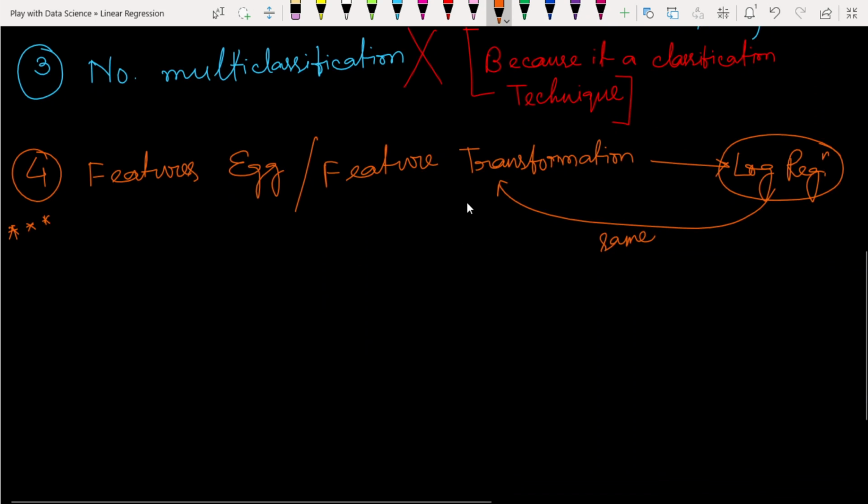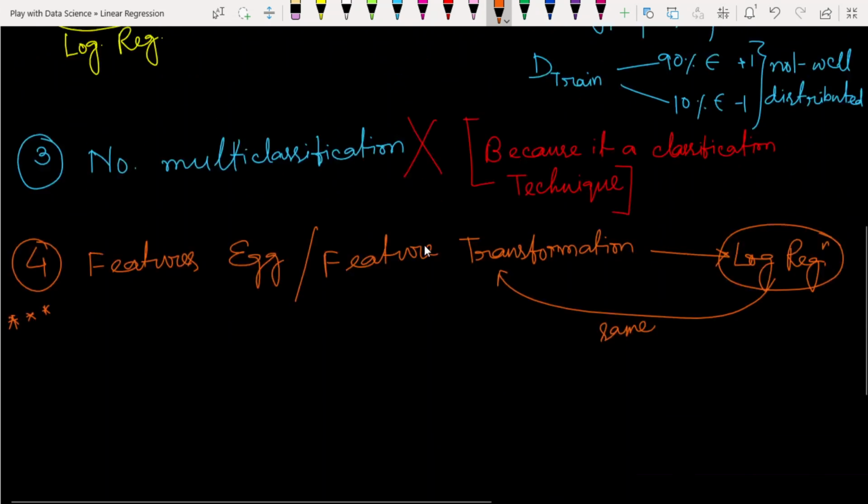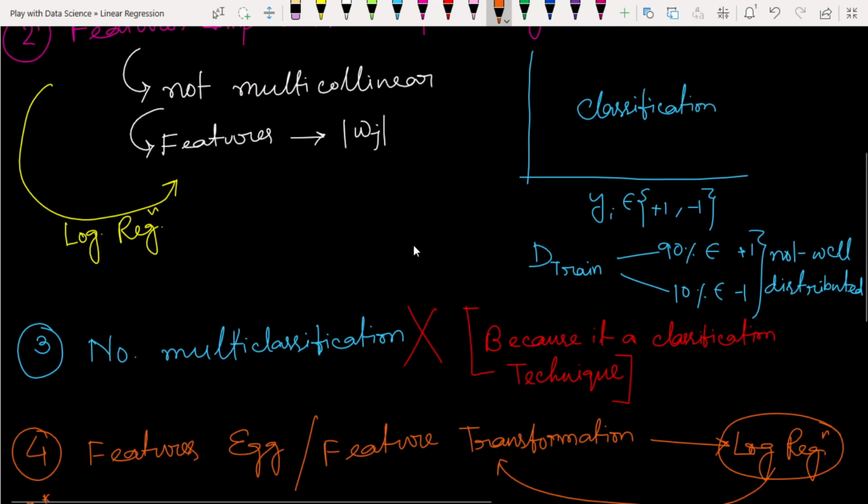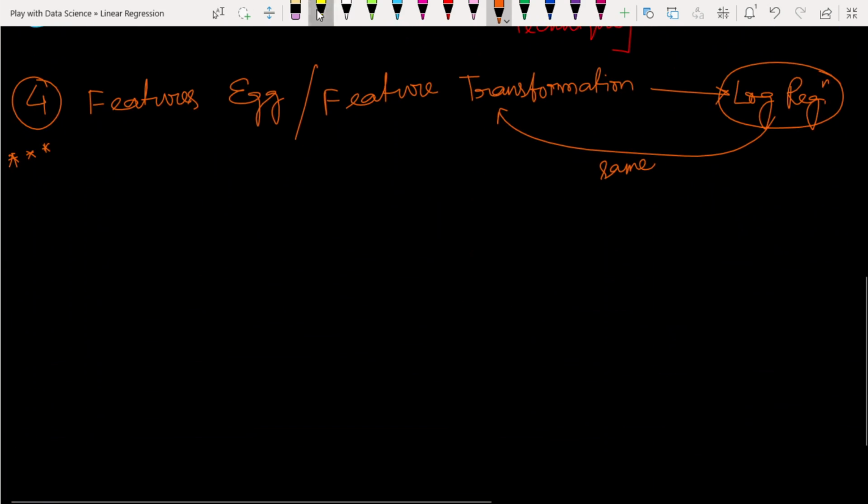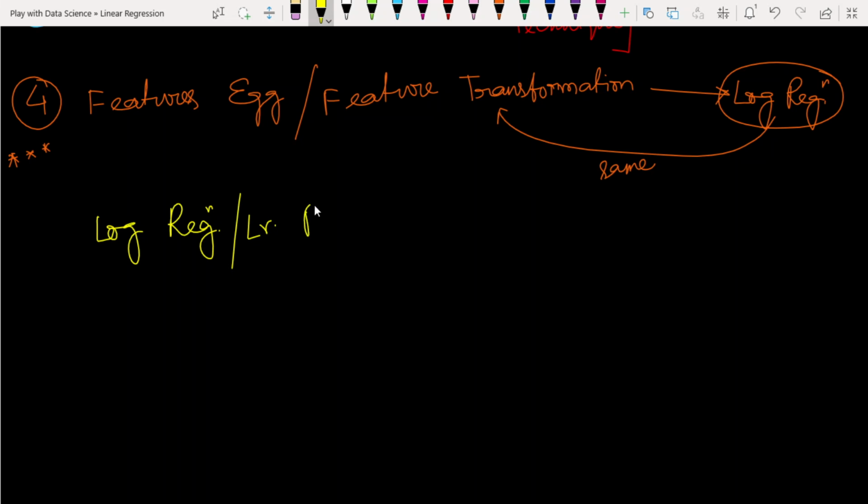So in regression technique, we are using this to build a low latency system. Just remember this thing. For logistic regression and linear regression, both are similar. The regularization concept is the same for both. So just remember this.